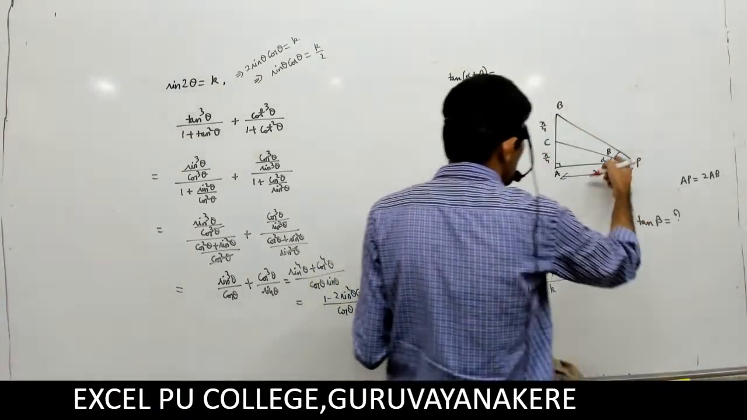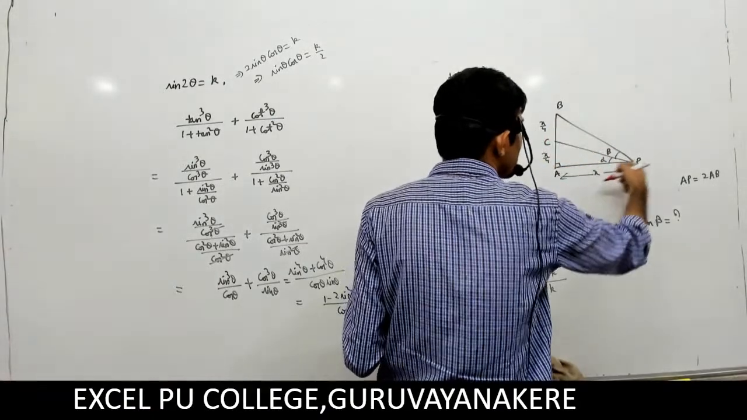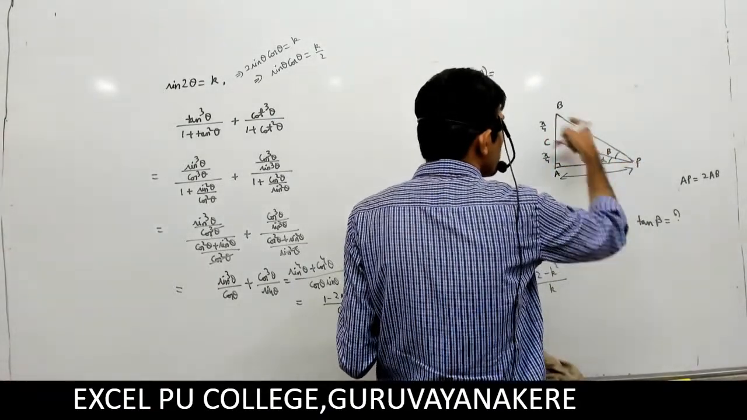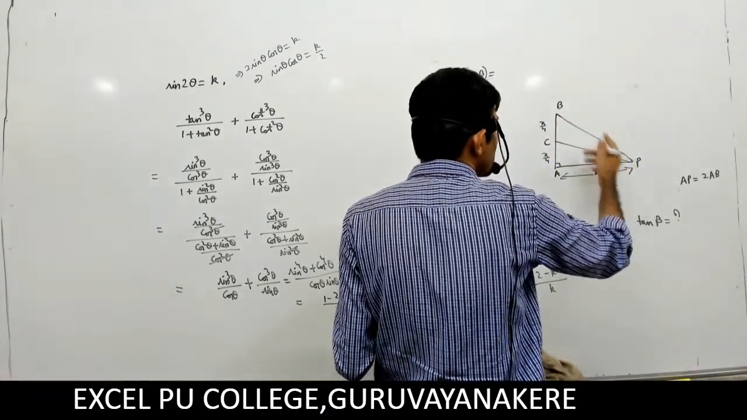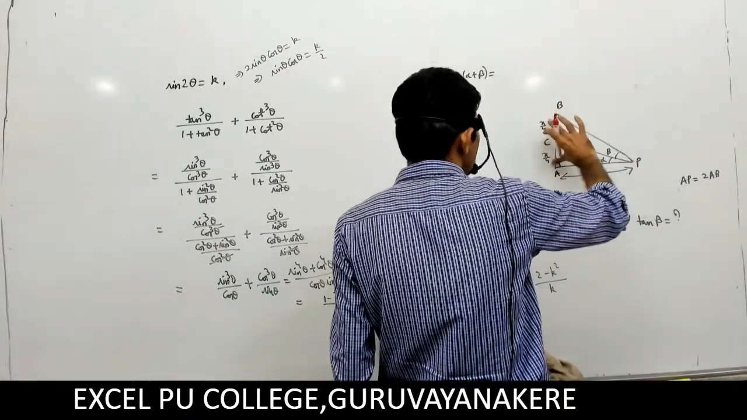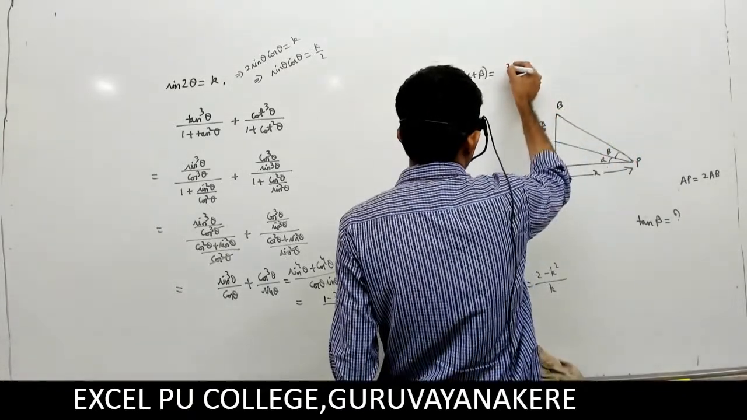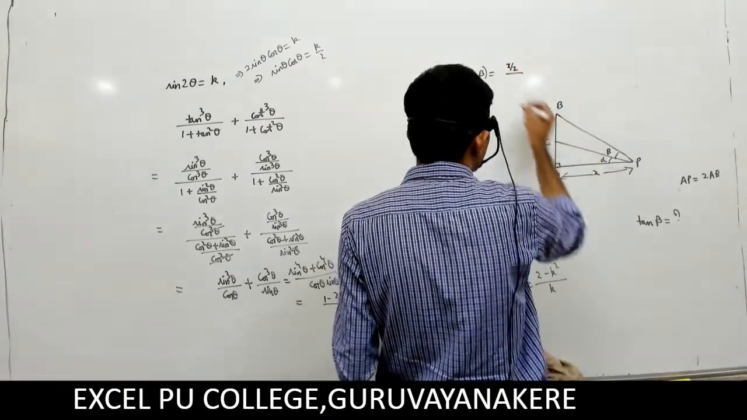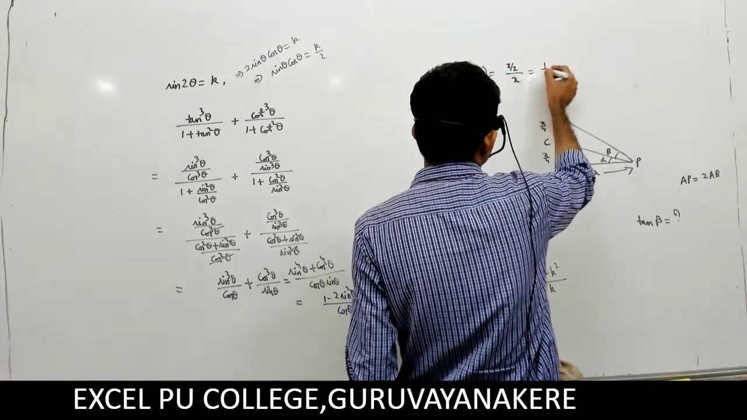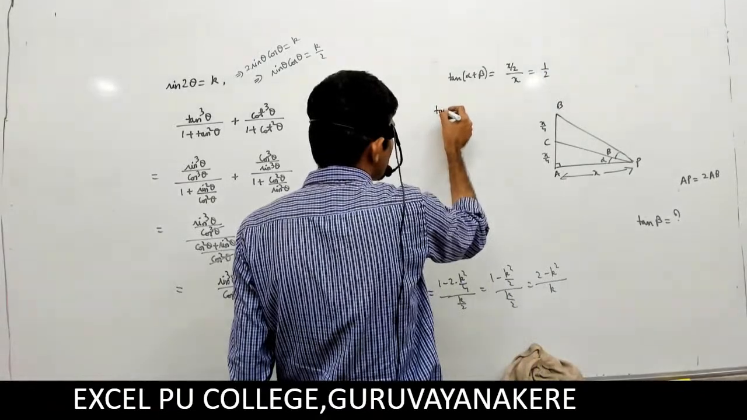Tan of alpha plus beta. This is a right angle triangle, APB is a right angle triangle. Tan of alpha plus beta is opposite by adjacent. This side is x by 2. X by 2 divided by x, opposite by adjacent. Tan of alpha plus beta is half.